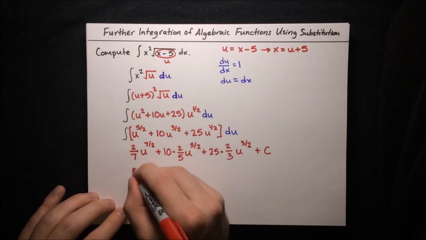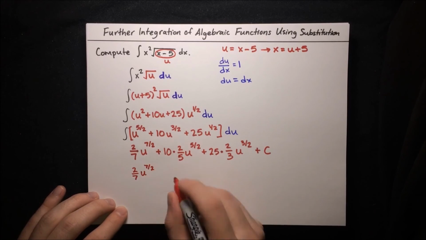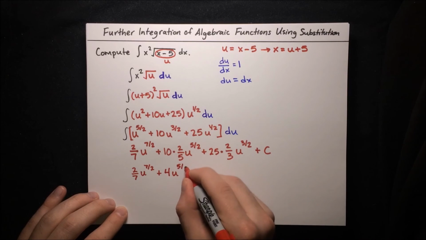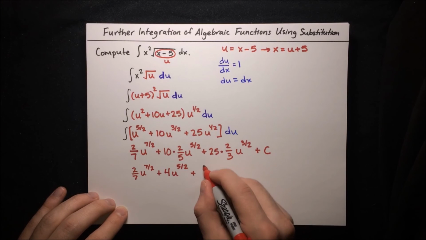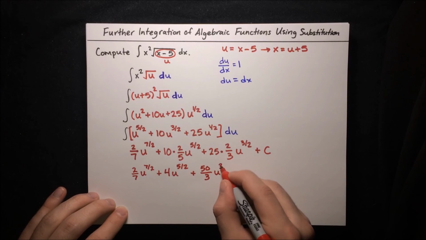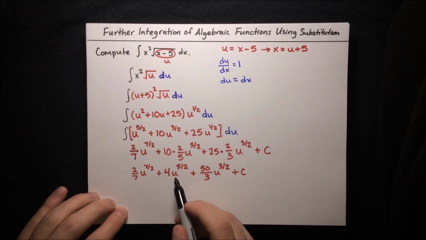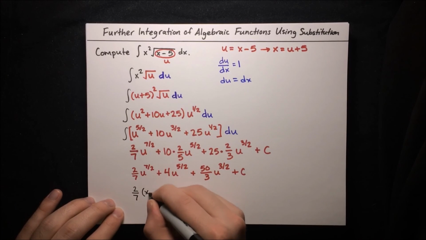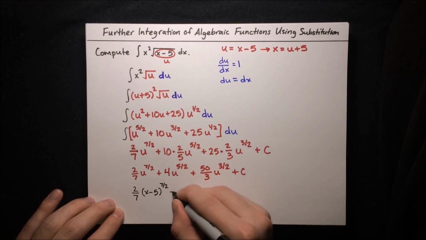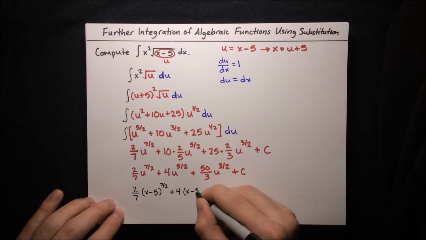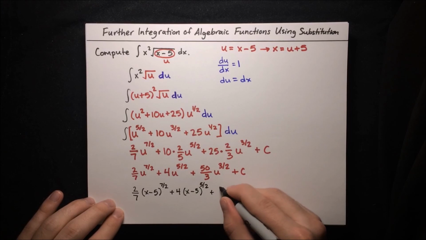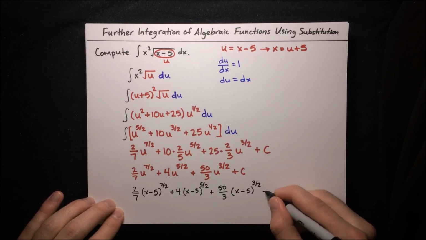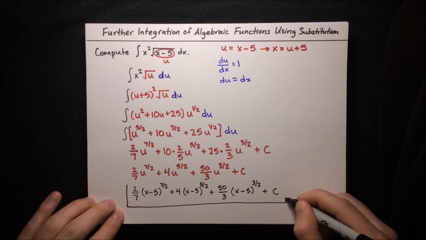Now we'll just simplify a little bit. This is still 2/7 u to the 7/2, but 10 times 2 is 20, divided by 5 is 4, so we have plus 4u to the 5/2, and then plus 25 times 2 is 50, then that over 3 times u to the 3/2 plus c. Lastly, we just back substitute u equals x minus 5 to get our whole answer in terms of x. So 2/7 times x minus 5 to the 7/2 plus 4 times x minus 5 to the 5/2 plus 50/3 times x minus 5 to the 3/2 plus our constant c. And there we go. We've got it. We've solved the integral.